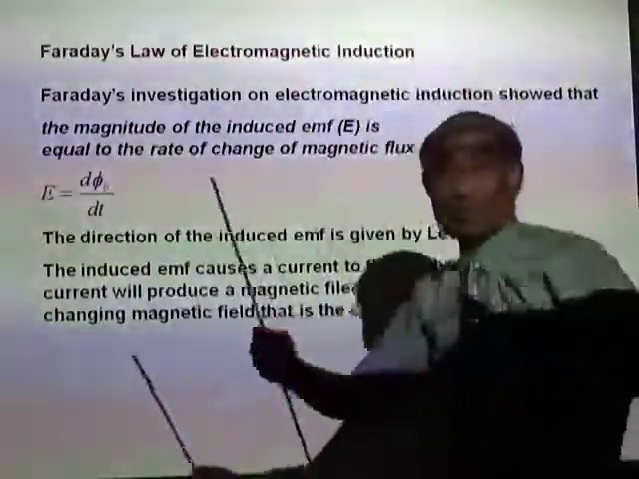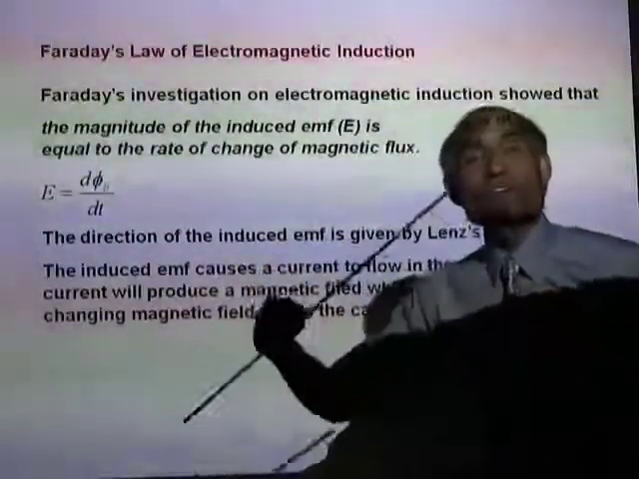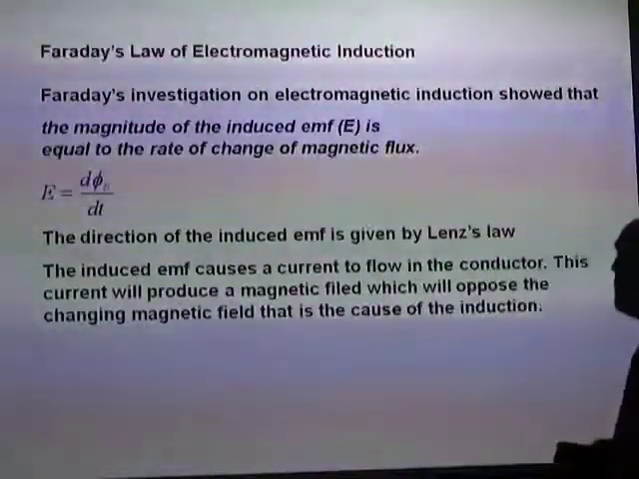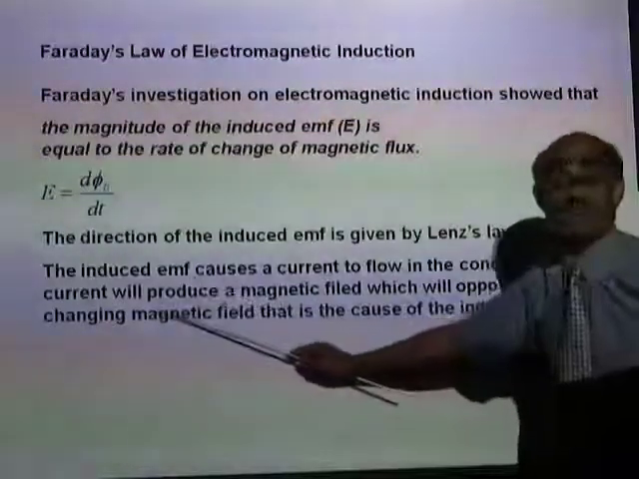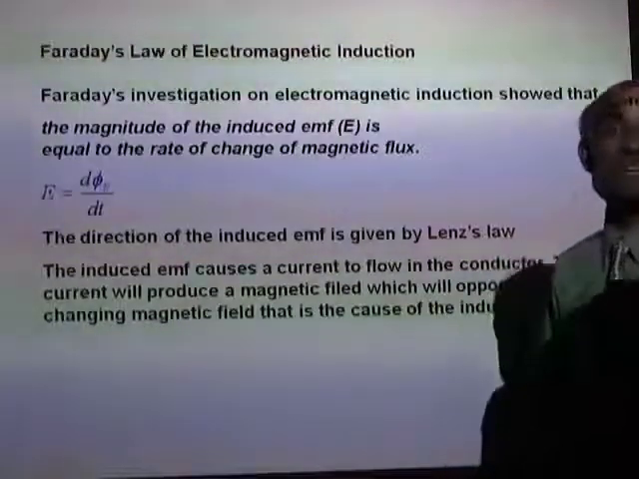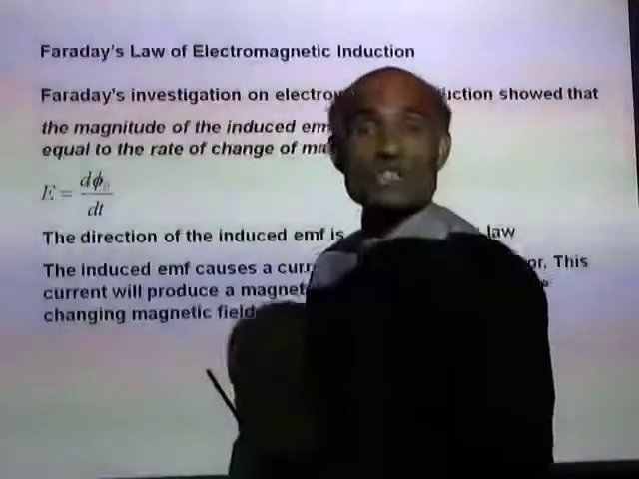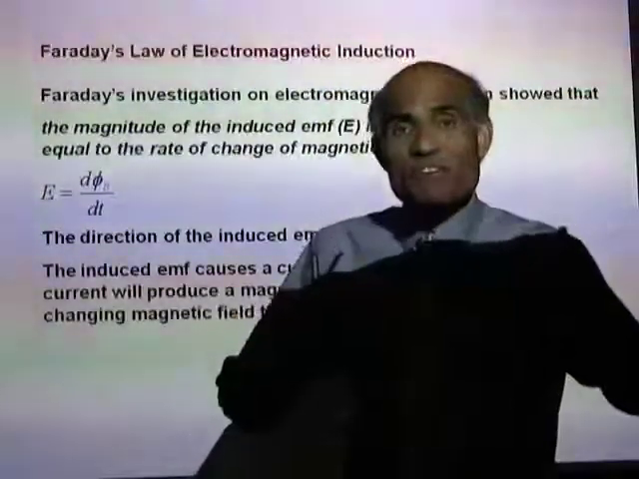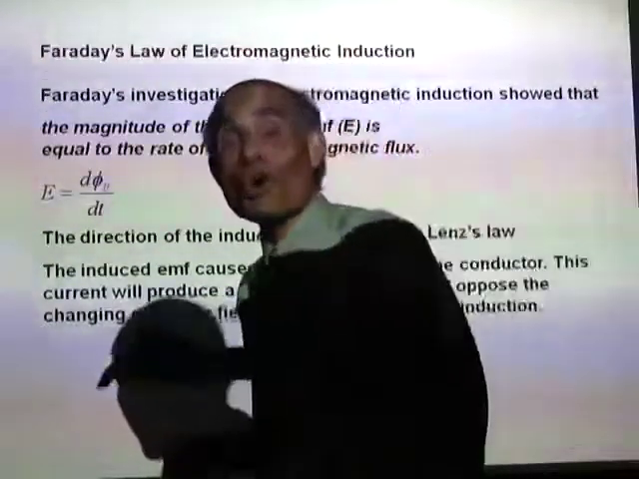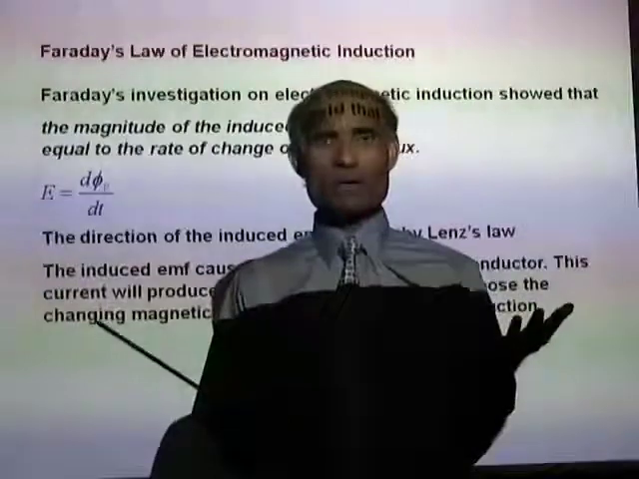Now, Lenz's law talks about the direction of the magnetic field created by the induced EMF. So the induced EMF causes a current to flow in the conductor, and this current will produce a magnetic field which will oppose the changing magnetic field that is the cause of induction. In fact, Lenz's law says the induced EMF is in such a direction as to oppose the very cause of it. What does that mean? Did you understand what I'm talking about?